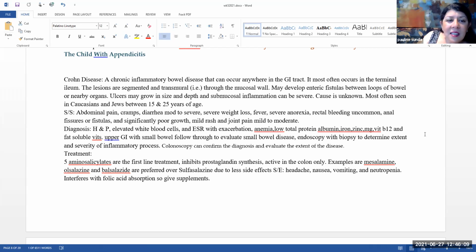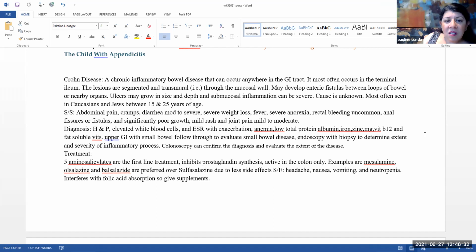The signs and symptoms: abdominal pain, cramps, diarrhea is moderate to severe, severe weight loss, fever, severe anorexia, rectal bleeding is uncommon, anal fissures or fistulas, and significantly poor growth can occur. Mild rash and joint pain may be mild to moderate.